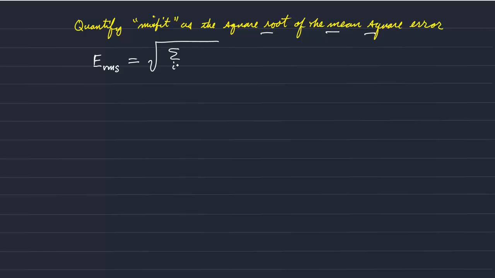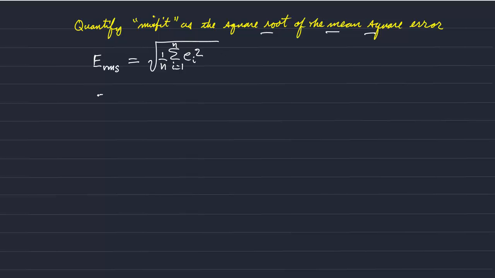So our total square error was the sum of all our errors squared, and we divide by n to get the mean, and then we take the square root of that, as I said before. And first of all, let's talk about how to compute this in a matrix form.